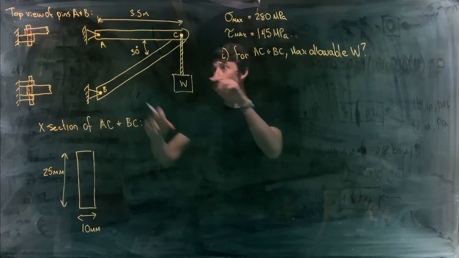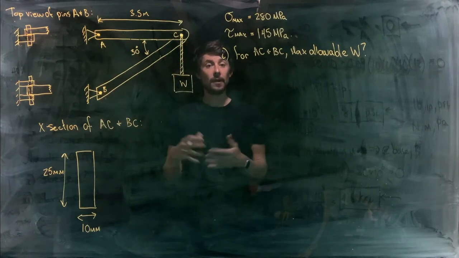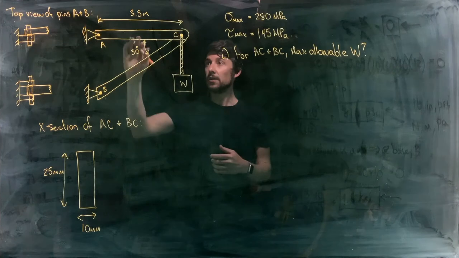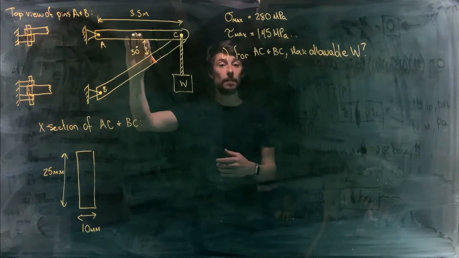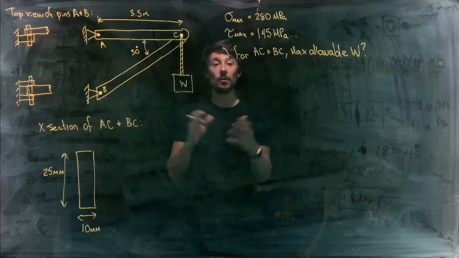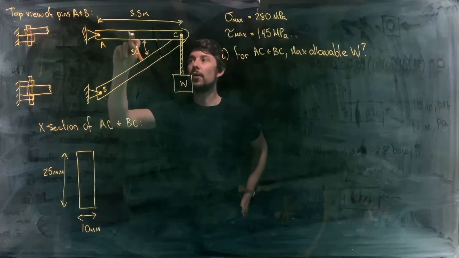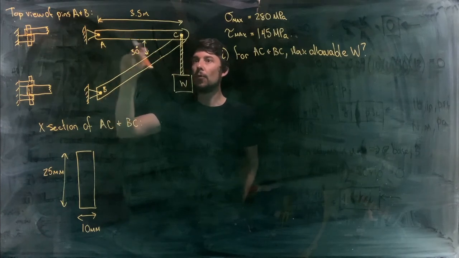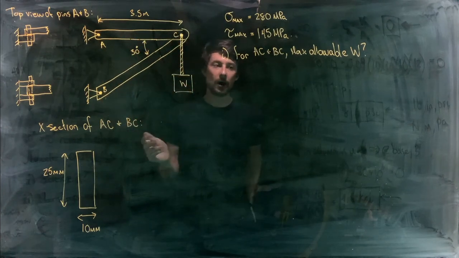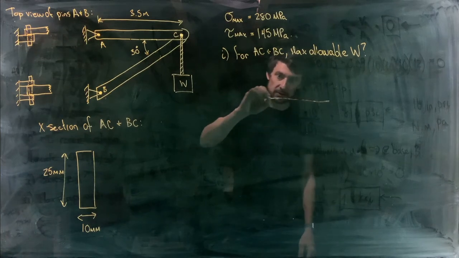If you don't recognize that they're two force members right away, that's fine. You can figure that out by drawing free body diagrams for these different components taken apart from one another. So if we were to draw a free body diagram for bar AC, what would we have here? Let's do that.